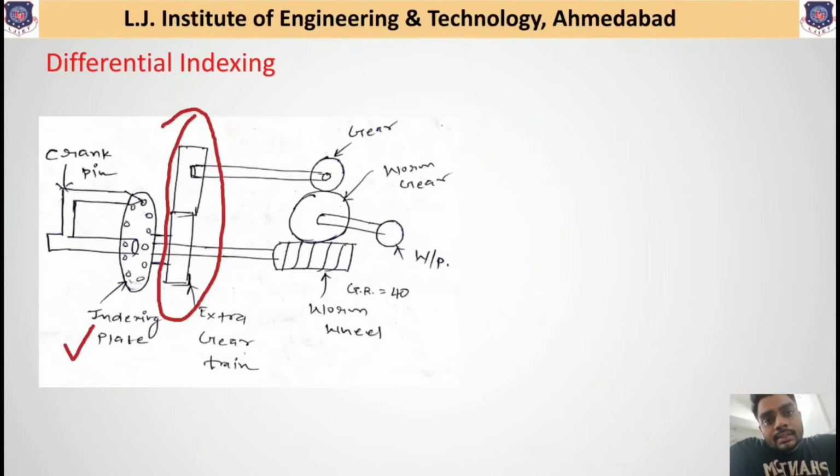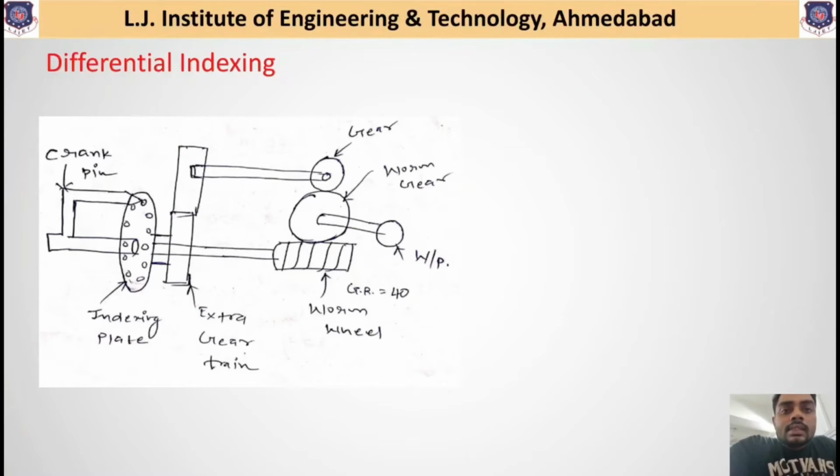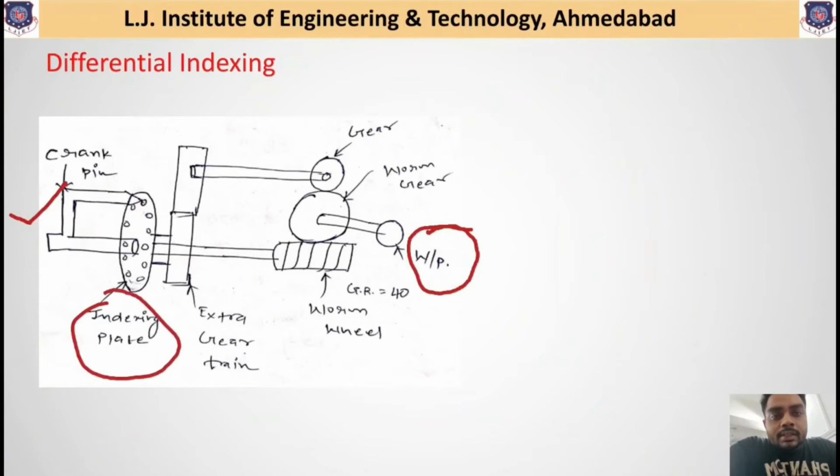And to understand this, let us take a simple arrangement. First, to rotate the workpiece, what movements are required? So for that, first, rotation of the crank pin on the indexing plate rotates the worm wheel. The rotation of the worm wheel rotates the worm gear, and rotation of the worm gear in combination rotates the workpiece also.